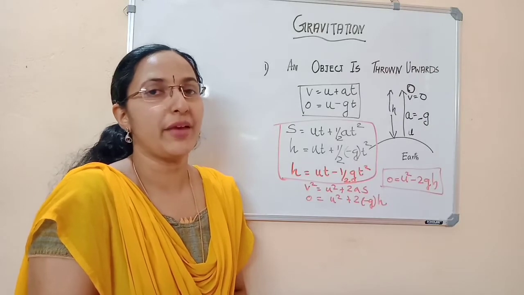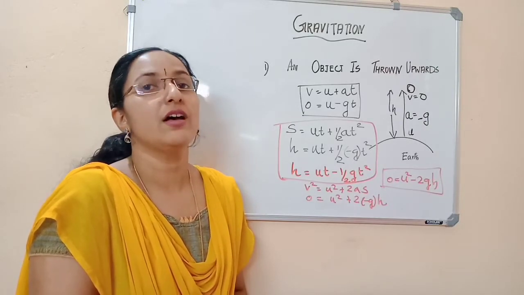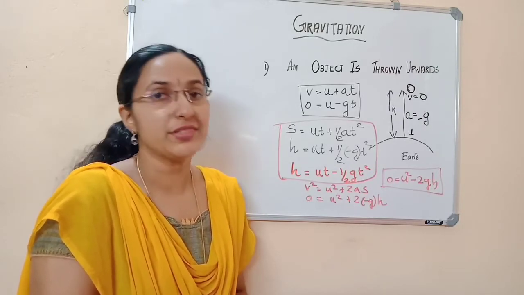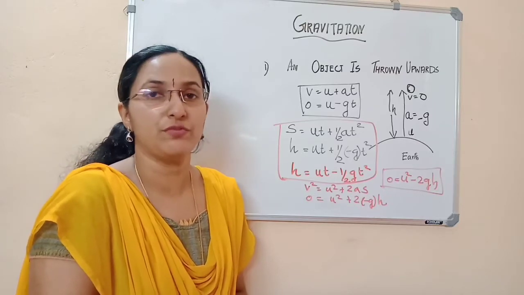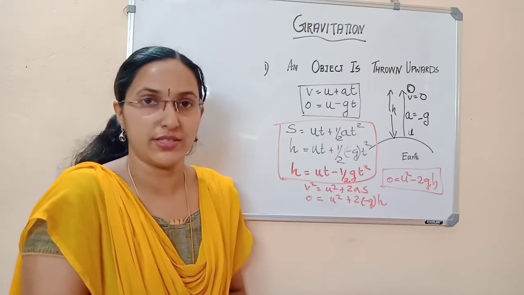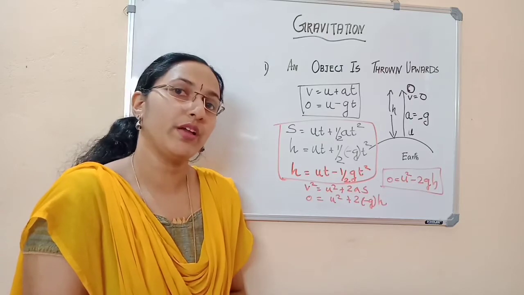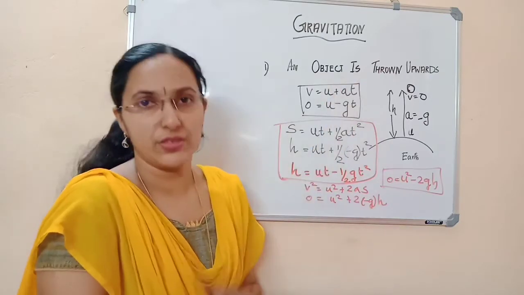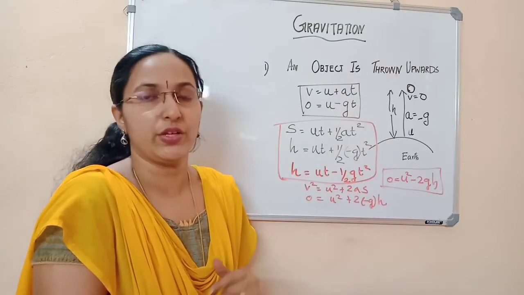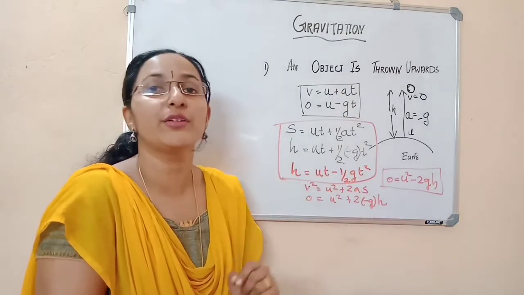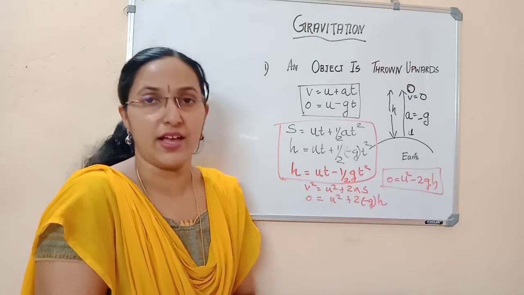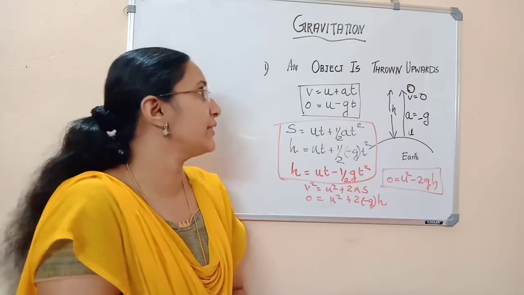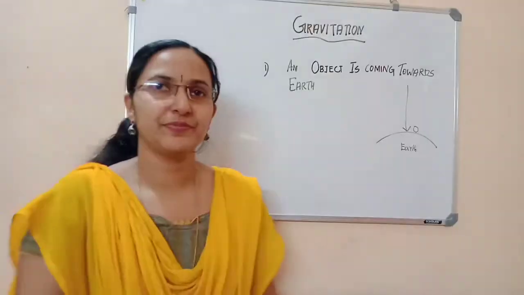So if a problem based on this comes, if an object is going upwards, what will be its final velocity? You can definitely write its final velocity: when it reaches the top, it will be 0, and its acceleration is negative. We have to put that sign. Don't forget to put that negative sign. So that's all about if an object is thrown upwards.